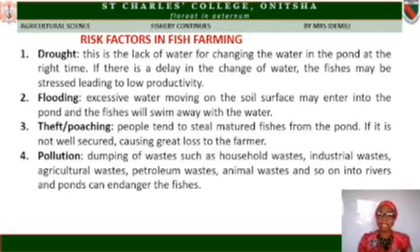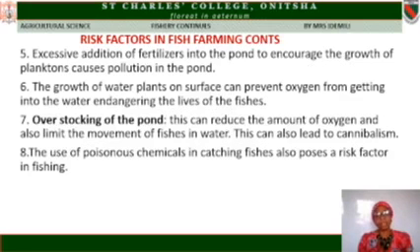And once the life of the fishes is endangered, it may cause a lot of waste and losses to the farmer. Other risk factors in fish farming is excessive addition of fertilizer into the pond to encourage the growth of planktons, causing pollution in the pond. So during addition of fertilizers in the pond, it should be done with caution so that there will be no problem of excessive addition. Then another one is the growth of water plants on the surface of the fish pond water, which prevents oxygen from getting into the water, thereby endangering the lives of the fishes.